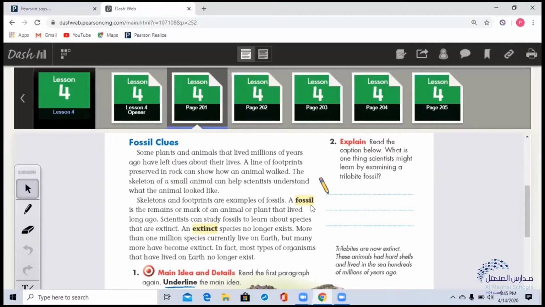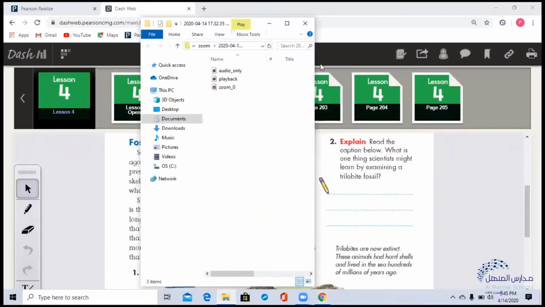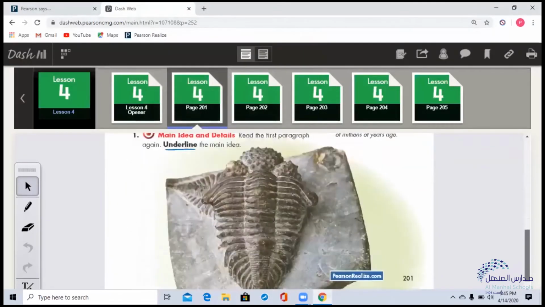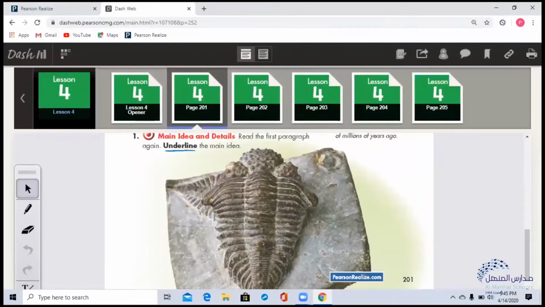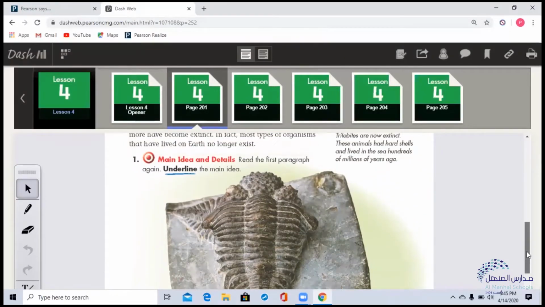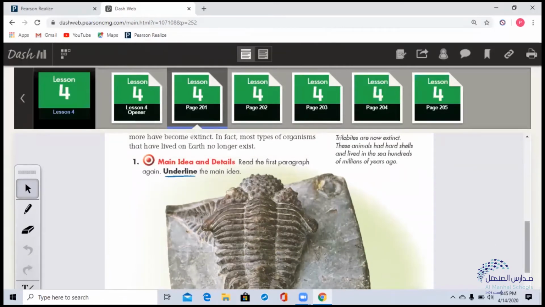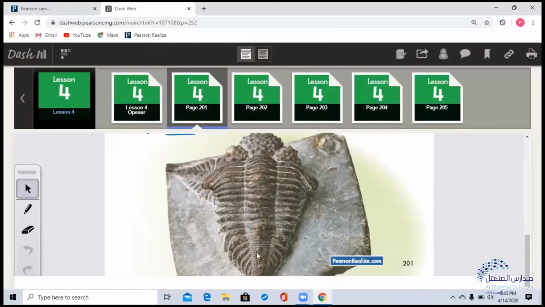So a fossil is the remains of animals that lived long ago. It is usually just the bone structures that remain. And then we know that an extinct animal or an extinct species is something that does not exist anymore. This is a fossil of a trilobite that lived millions of years ago. It is an animal that lived in the sea.